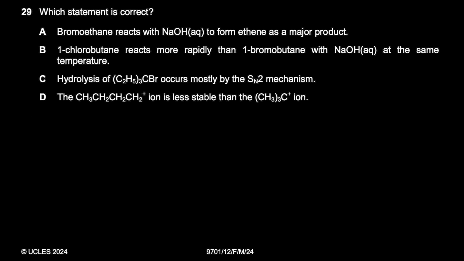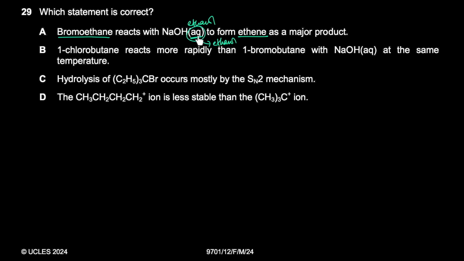Which statement is correct? Bromoethane reacts with aqueous sodium hydroxide to form ethene as a major product. Bromoethane is a halogenoalkane. Okay? And if you want to make ethene, which is an alkene, you have to use NaOH and ethanol for the elimination of halogenoalkanes to form alkenes. If you use aqueous NaOH, you get ethanol as your product, not ethene, right?